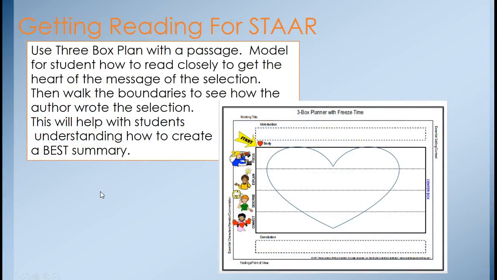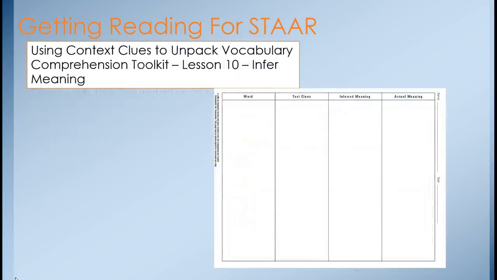Using the three-box plan with the passage is a great way to get them to slow down, read it, and try to figure out the heart of it. Because we always ask, what is the author's purpose in writing this? Walking the boundaries and doing this will help them create a best summary, and that is one of the things they have such a hard time with. I really suggest this is a great activity to do with kids.